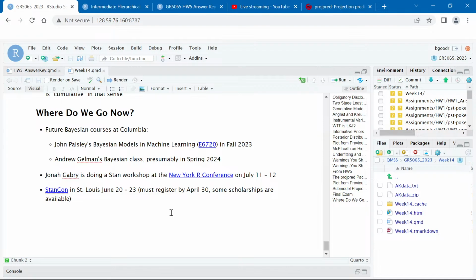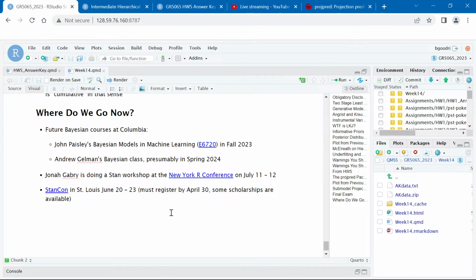Jonah Gabry, former QMSS student and my co-partner on the thing that I have to disclose about, is doing a Stan workshop at the New York R Conference on July 11th and 12th. That costs money, like a lot of money, but you could do that. It will presumably cover how to do some stuff in the Stan language, not just brms. So although you have to pay, it is a good next step.